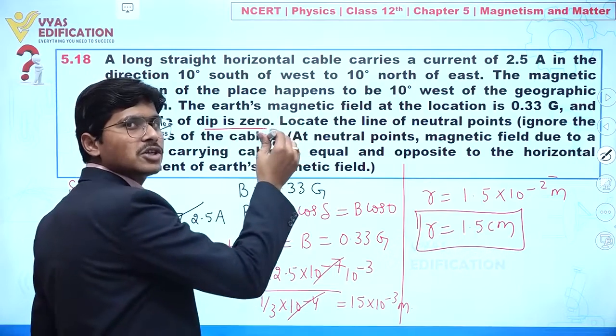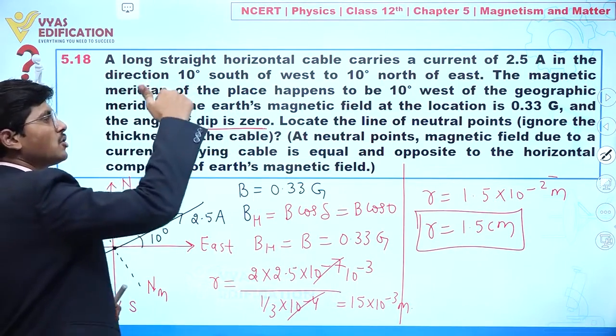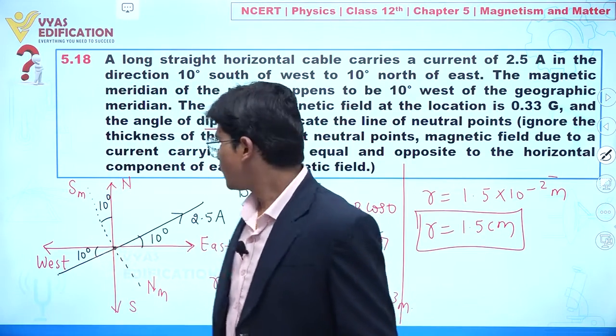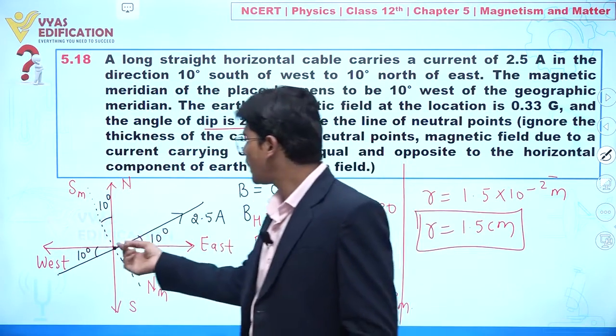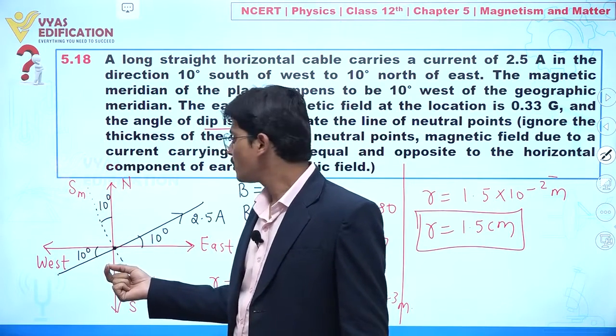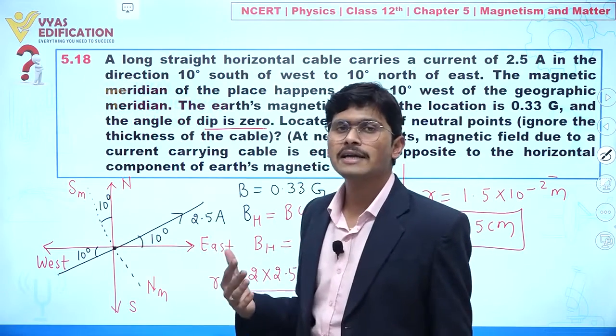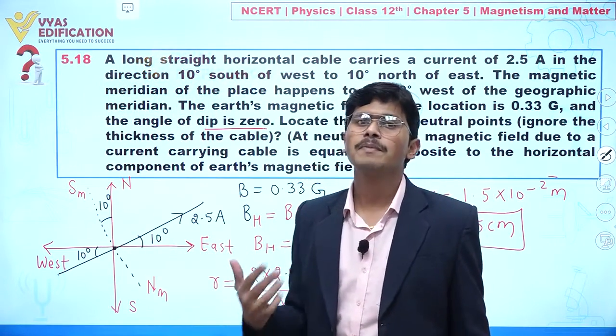So this is the direction of BH. Yes or no? So now we can say this is the direction of BH. Now you can see here we have this wire and I am assuming a point at a distance r, perpendicular to this screen also. Clear? Now how can I find the direction of the magnetic field here?